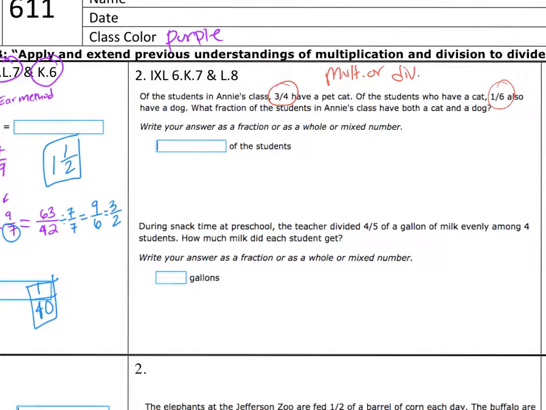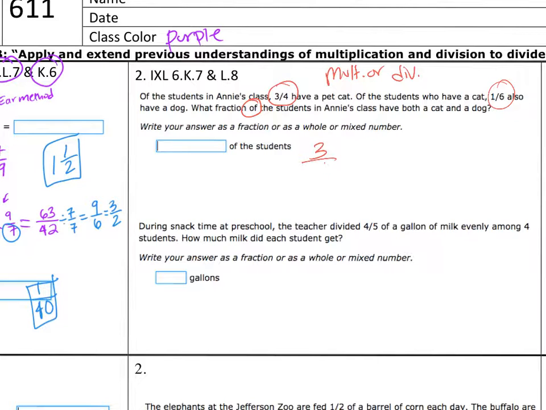So this could either be multiplication or division, all these word problems. So it's asking which fraction of the students in Annie's class has both a cat and a dog. When you see the keyword of, that means multiplication. Okay, now it could also mean division, but in this case, it means multiplication. And in all your examples, if you see the word of something, that's multiplication.